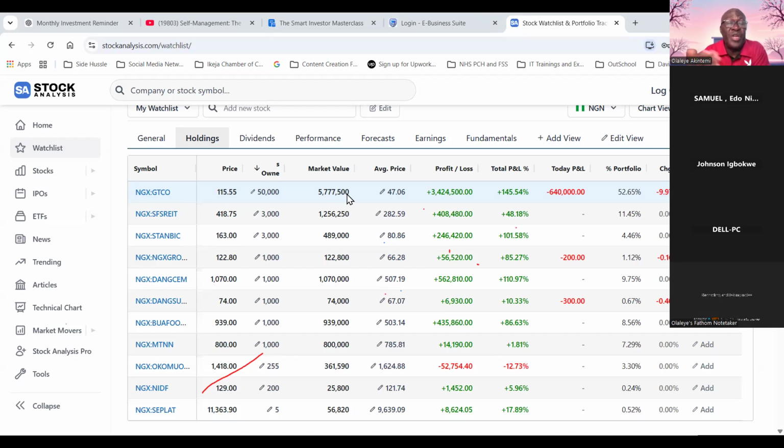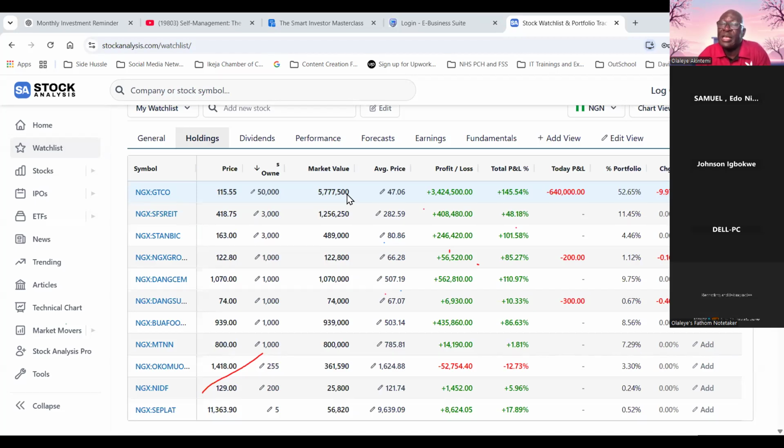I will take SFS REIT to 5,000. Then I'm going to go to NGX Group and bring it up to about 3,000. Then I'm going to bring Dangote Sugar to about 5,000 units. I'm going to bring MTN to about 3,000 or 5,000. So that way, I'm going to keep rebalancing my portfolio, but I'm not buying any more of Gitco.